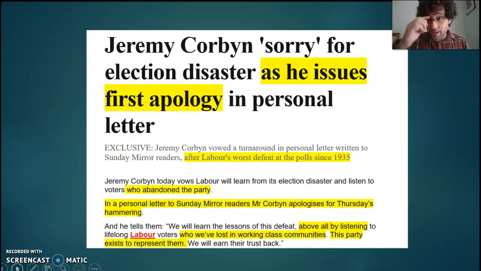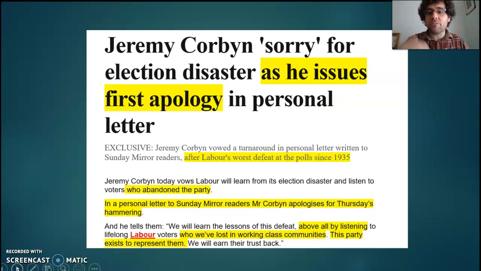Is this one, however: "He's sorry for the election disaster as he issues first apology." That's an adverbial clause. It's a clause because you've got "issues" as a verb, but it's adding more information of what he's doing. Okay, he is sorry. The "is" is employed here. In newspaper headings they often miss out shorter words and prepositions and short verbs. But "as he issues first apology" is your adverbial. It's describing how he is sorry.